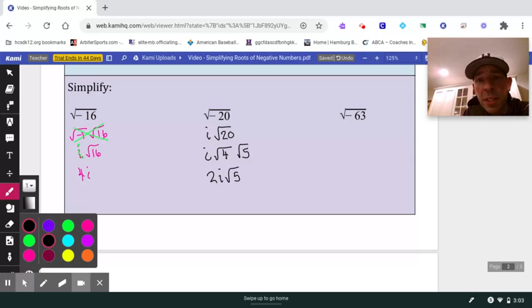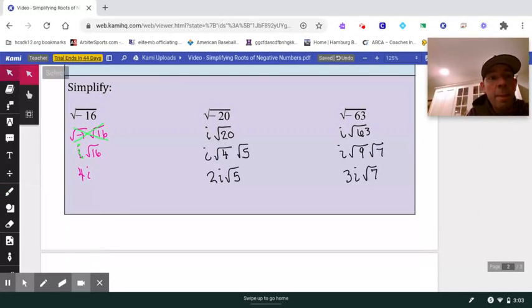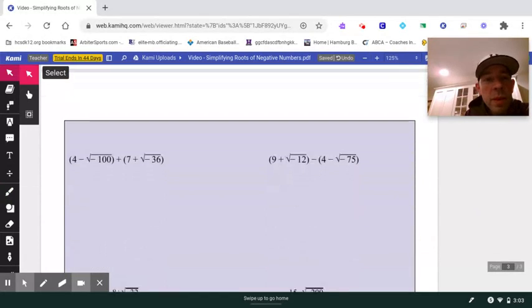Or negative 63. Let's just go right to i radical 63 to start with. And then we can break down the 63 into 9 and 7. And we'll end up with 3i radical 7 when we're all done. Okay.